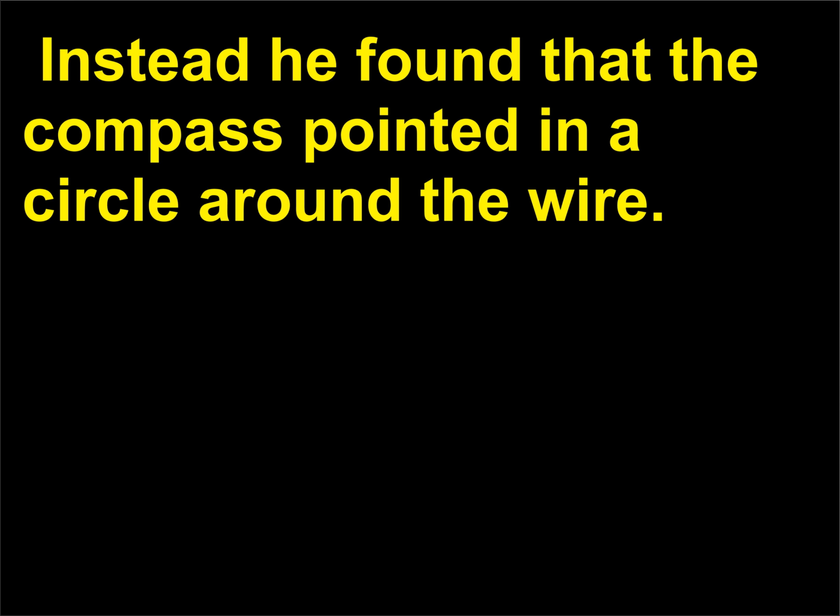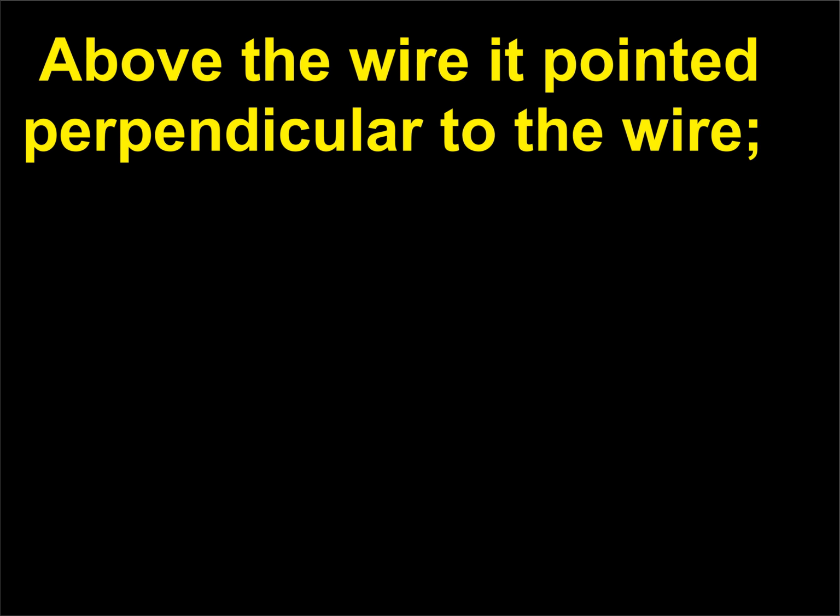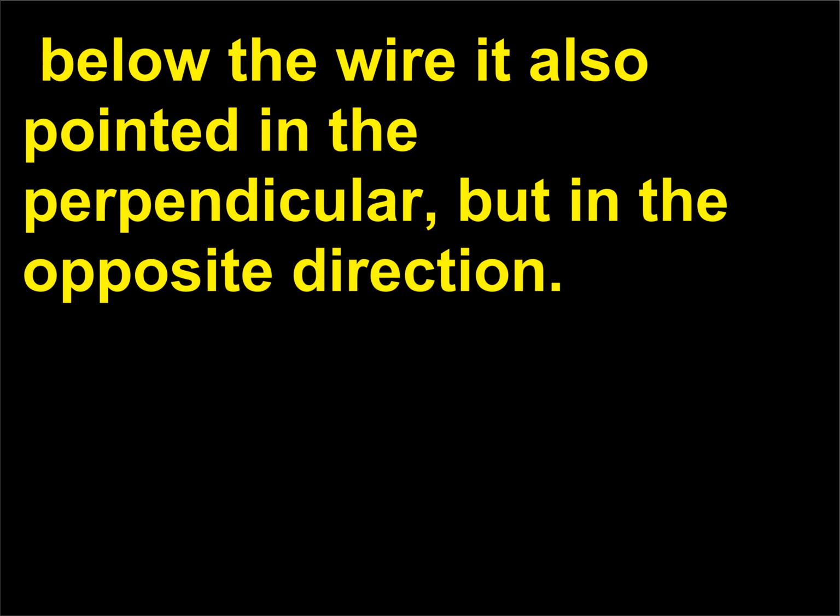Instead, he found that the compass pointed in a circle around the wire. Above the wire it pointed perpendicular to the wire. Below the wire it also pointed in the perpendicular, but in the opposite direction.